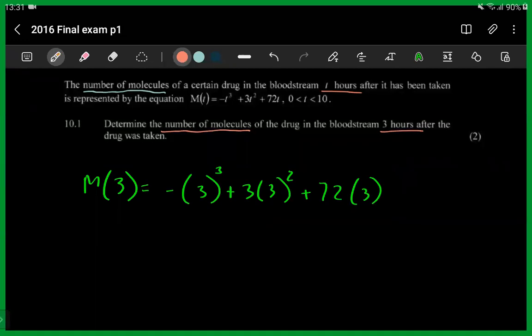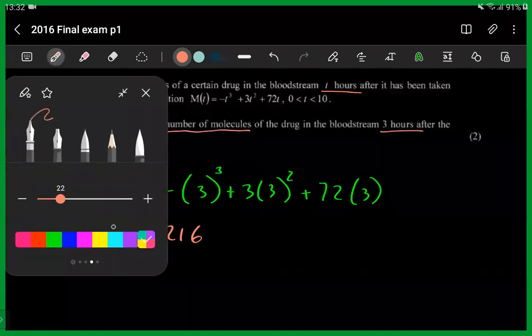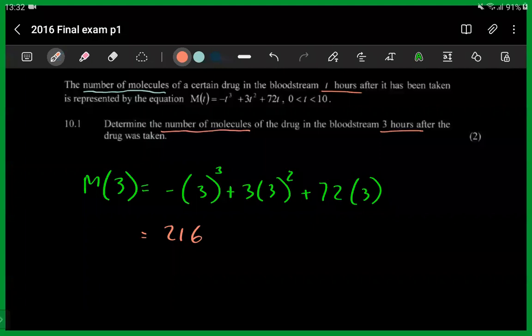So in this situation now, 3 cubed, on the calculator, is 27. Oh, I think the 72 is what's causing that. The answer is 216, right? 216. Yes. So what's the next question?